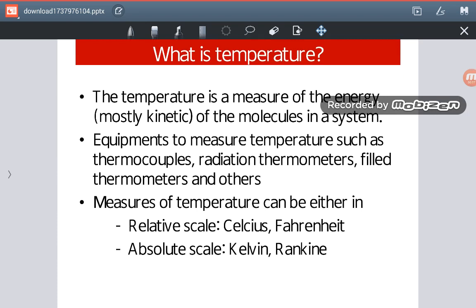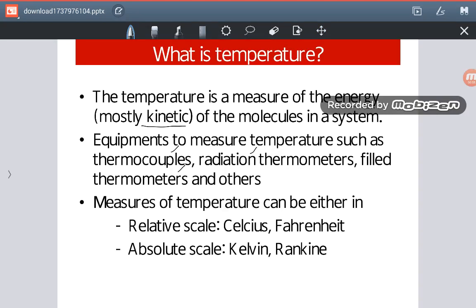In terms of the definitions, temperature is a measure of the energy, mostly kinetic, of the molecules in a system. Imagine molecules in a system got some energy. In terms of kinetic energy, the molecules will vibrate, and that vibration will produce heat. Equipment to measure temperature such as the thermocouples, radiation thermometers, field thermometers, and so on.